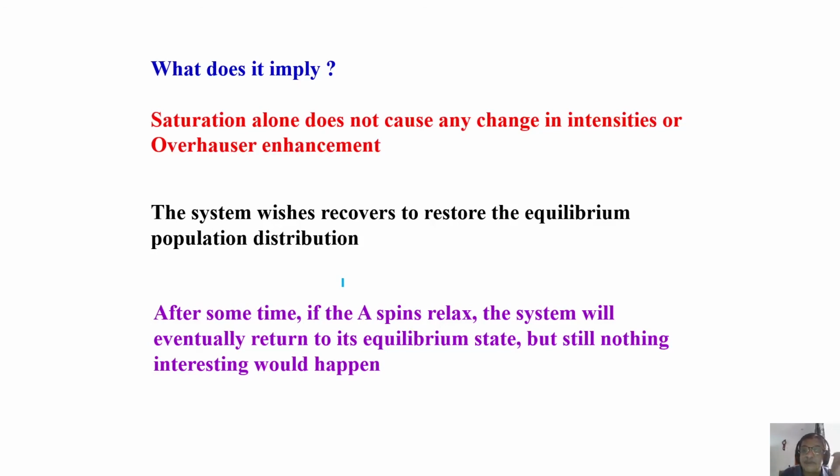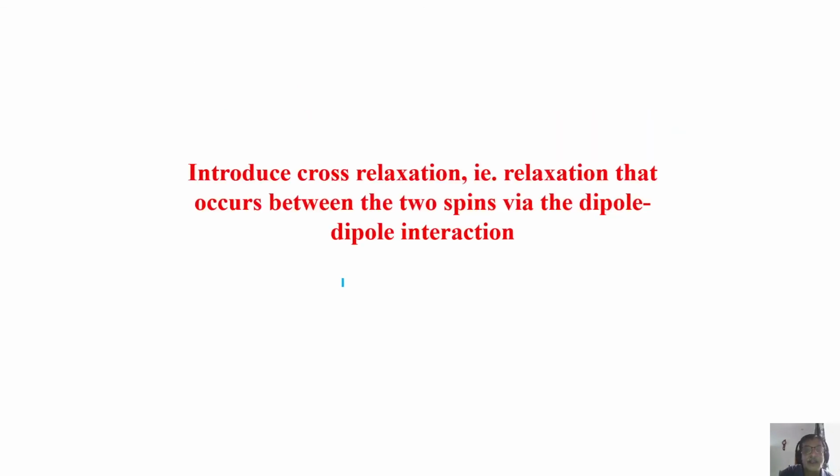Then something more should happen. What is it that happens for the NOE to occur? That's what you have to understand. So for this, we have to introduce the concept of cross relaxation. That is a relaxation that occurs between two spins via dipole-dipole interaction. You understand? We have to introduce cross relaxation, the relaxation which is occurring between the two spins via dipole-dipole interaction.